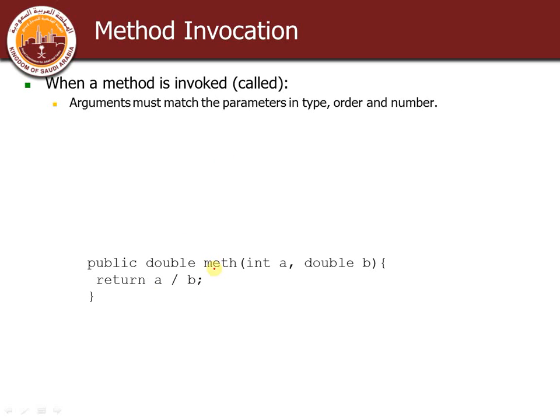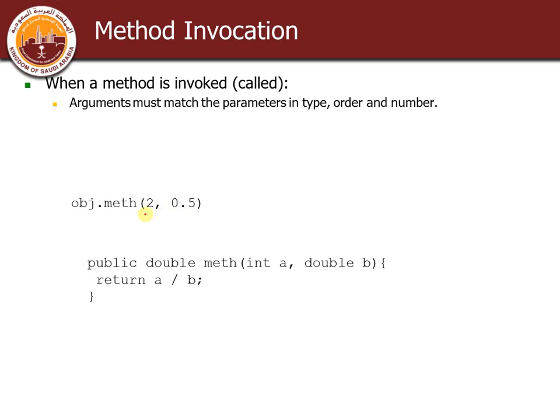So for example, if we have something like this, this is a method called met, and it returns a double, and it takes two arguments. The first one is an int, the second one is a double, and it returns the result of this operation. If I'm calling this method, let's imagine that this is a method that is part of some sort of class, and then I declared an object from that class, and I'm calling this method using this.